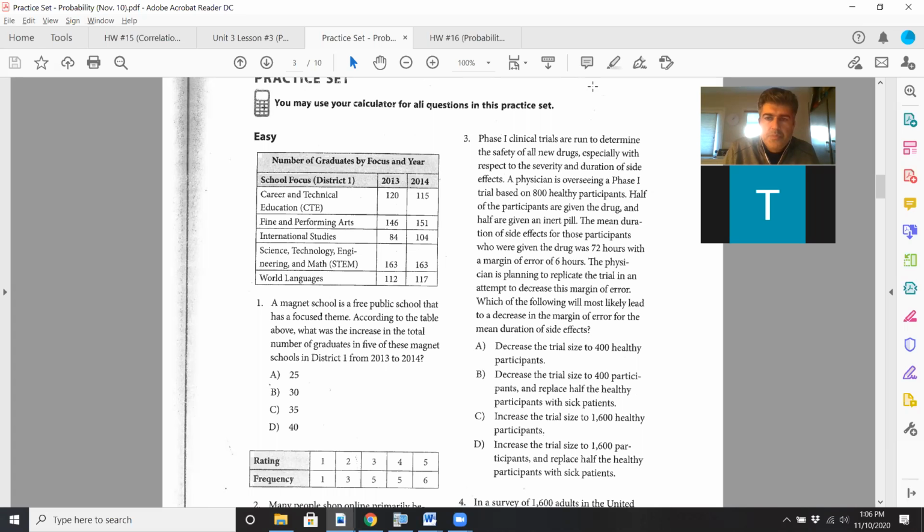I mean, you could add them up. Yep, just add them up. It's that simple. You just add up the 2013 column, add the 2014 column, and just take the difference. So if I do that really quickly, 120 plus 146 plus 84 plus 163. And actually, to make your life a little easier, you could just take the difference. That's the difference of -5, that's the difference of 5, that's the difference of 20, that's the difference of 0, and that's the difference of 5. Add them all up, and the difference is 25. That's just easier that way. So the answer would be A.